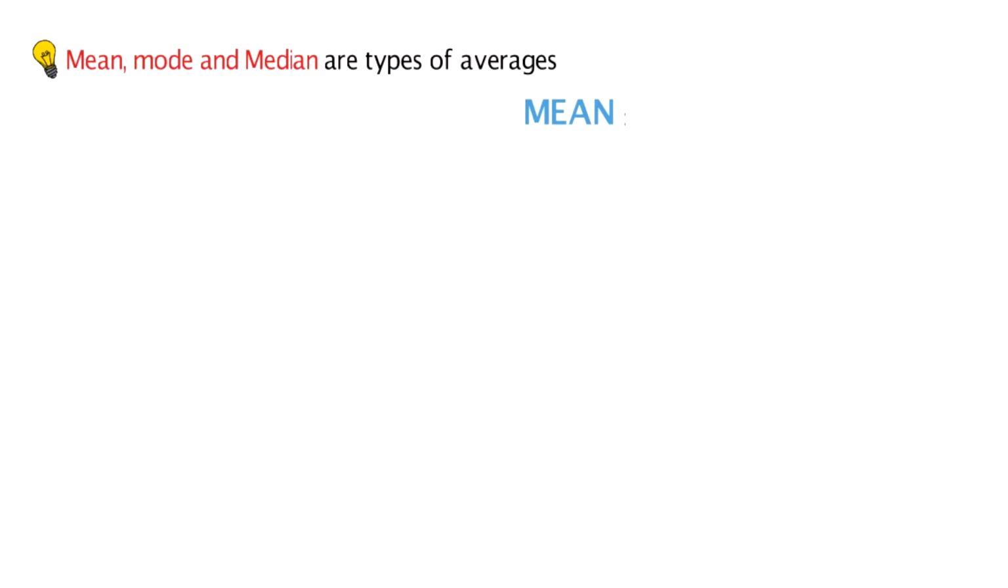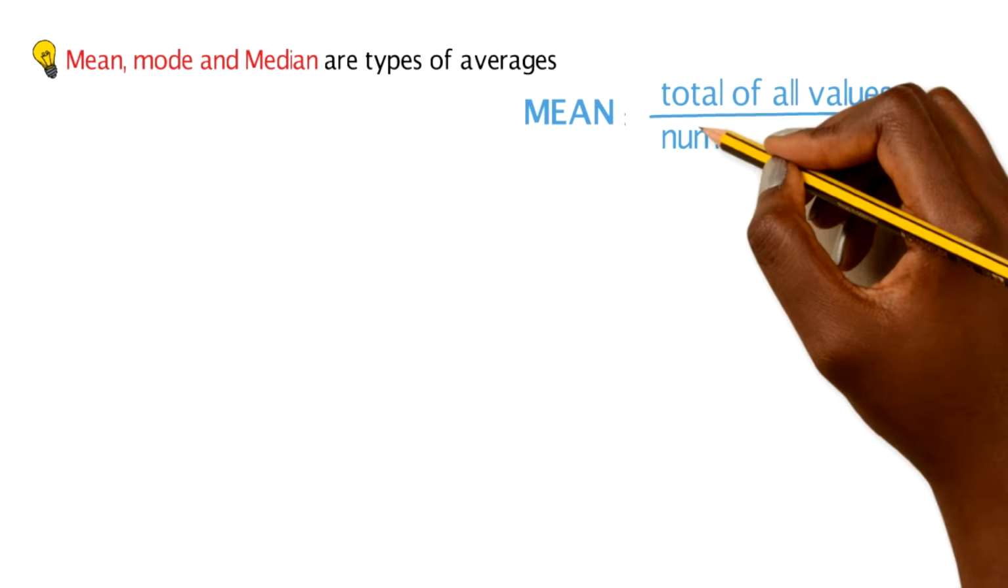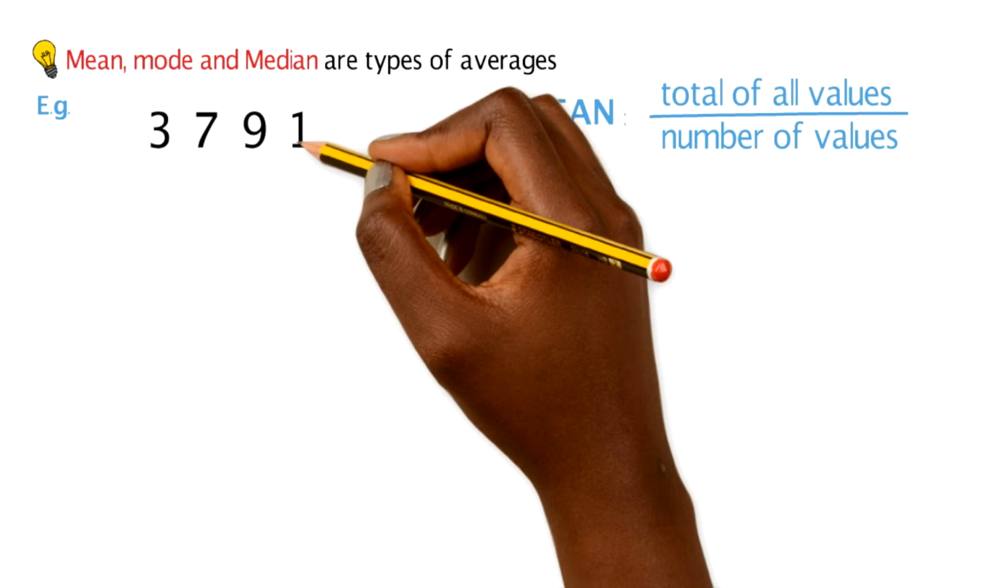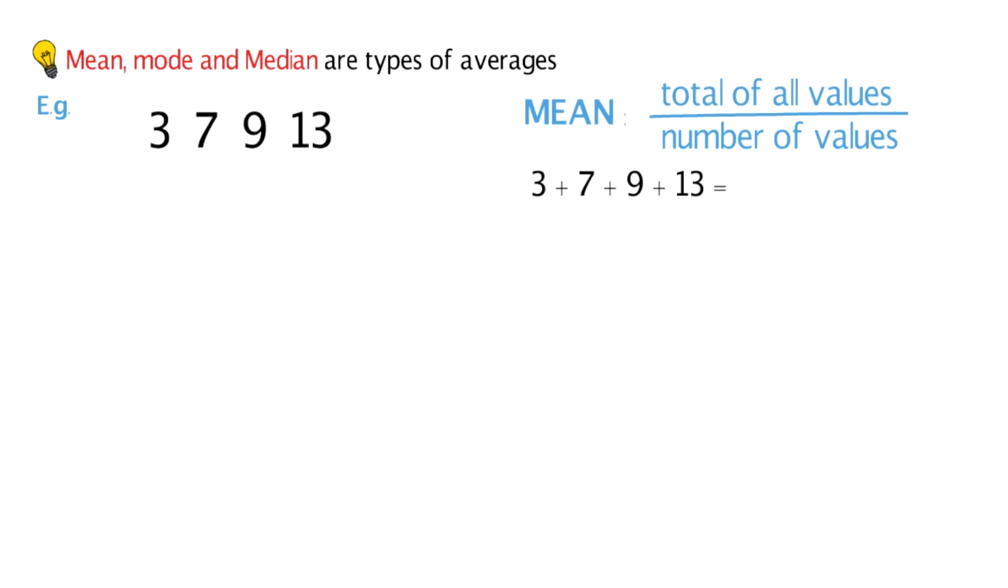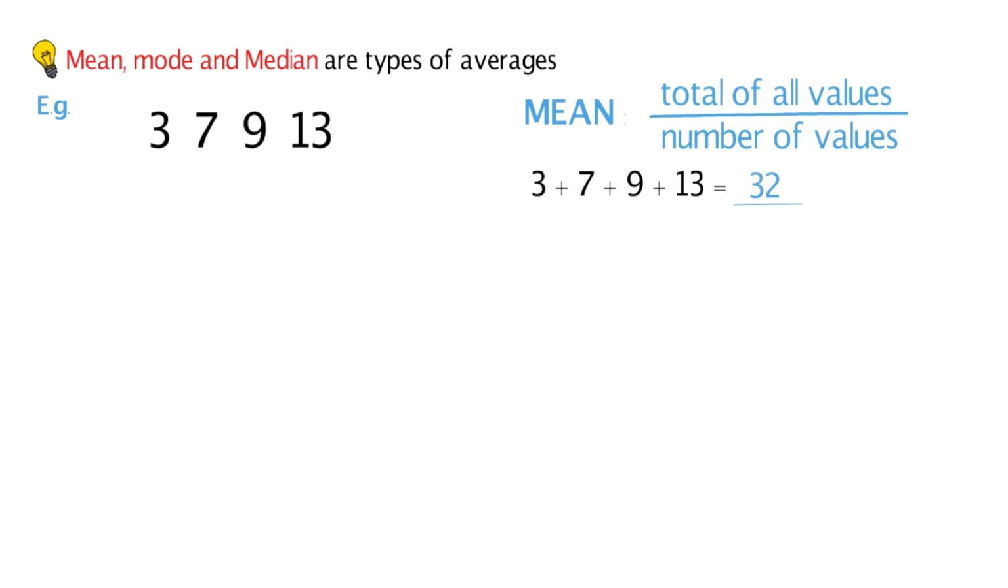And so with the mean, how you work it out is it's the total of the values, so all the values added together, divided by the total number of values you have. So an example of this, let's say if we have the numbers 3, 7, 9, and 13, to work out the mean, you would add them all together. And because there's only 4 numbers that we've given, you're going to do that total answer of 32 divided by 4, because that's the number of values that we have. And by doing that, you would be left with an answer of 8.